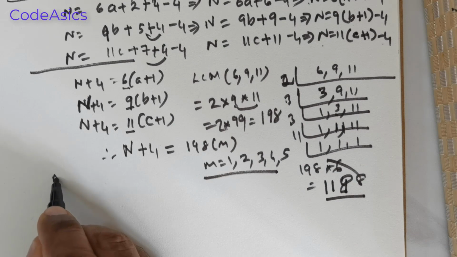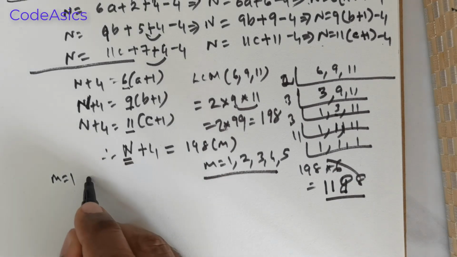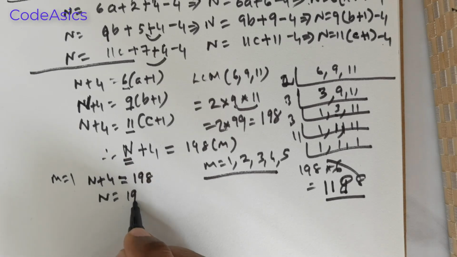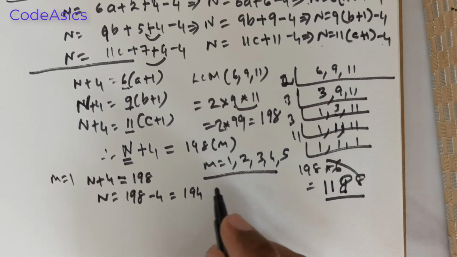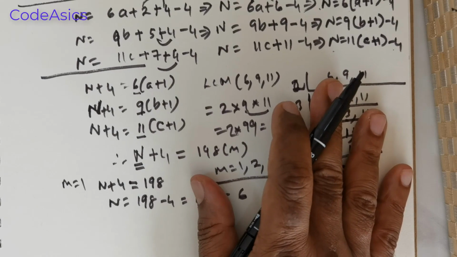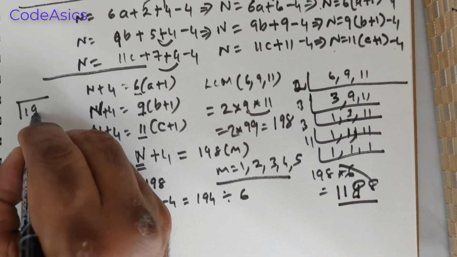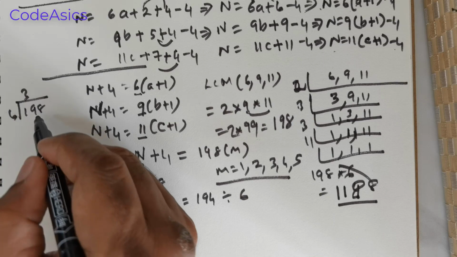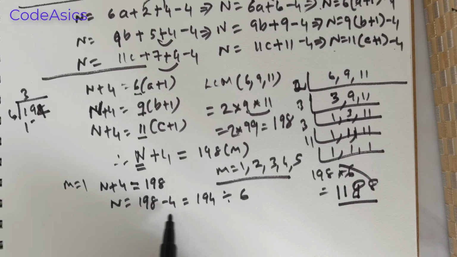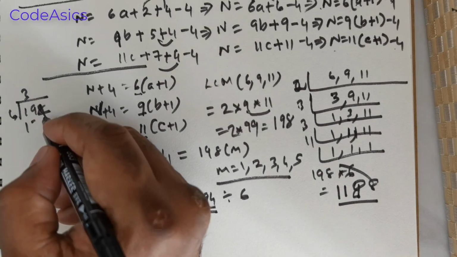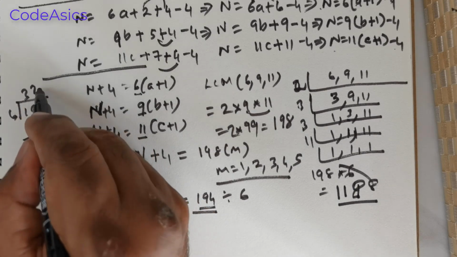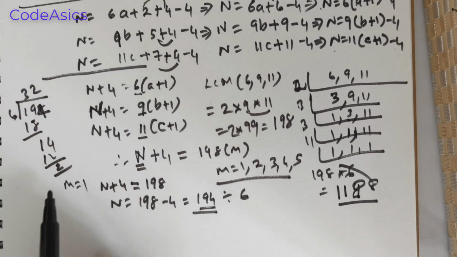Now if I were to take m is equal to 1, we are looking for n. So n positive 4 is equal to 198. So n is equal to 198 minus 4, which is 194. Now this, when divided by 6, leaves the remainder 2. So let me check that out. 194 divided by 6, 6 3s are 18, you bring 1, you bring 14, 6 times 2 is 12, so the remainder is 2. You see that?